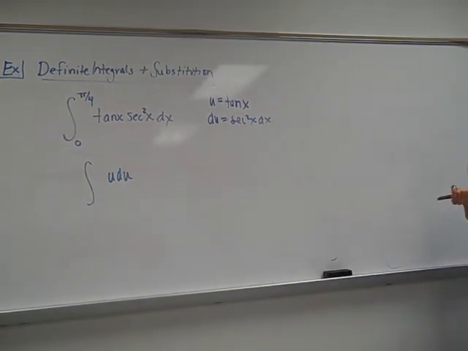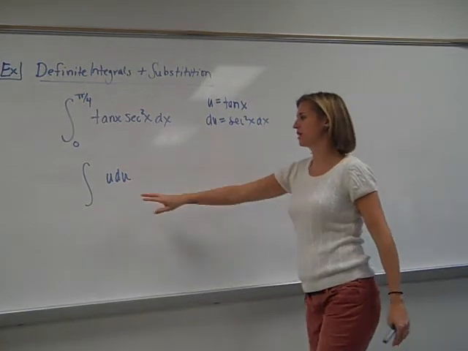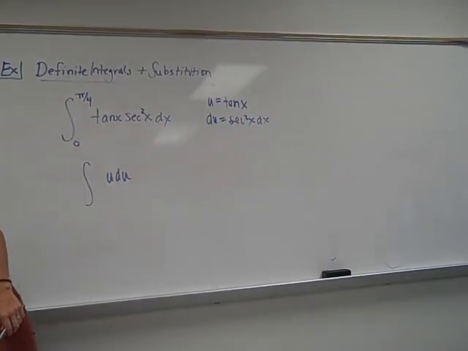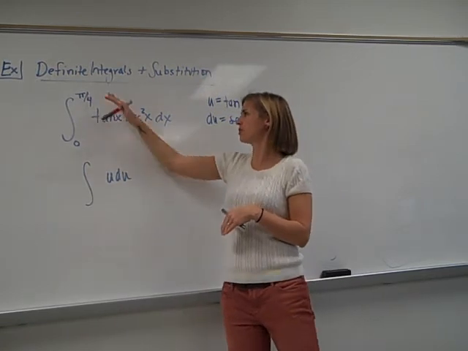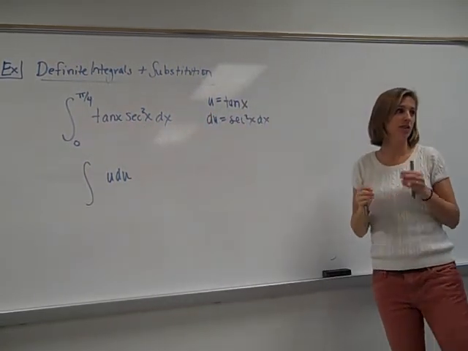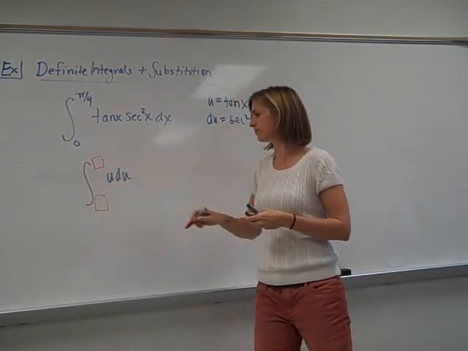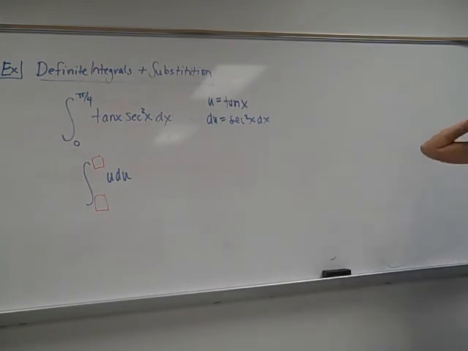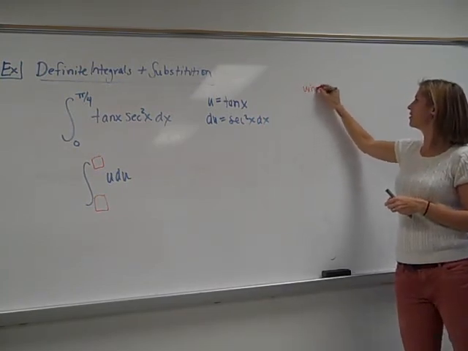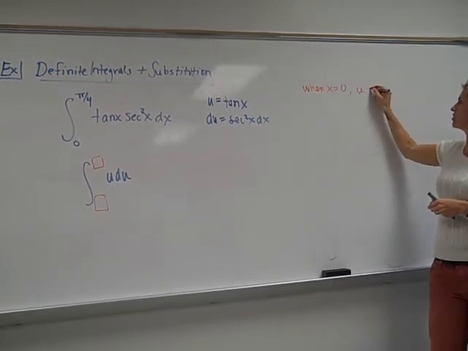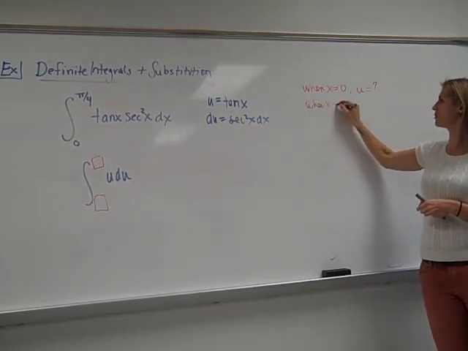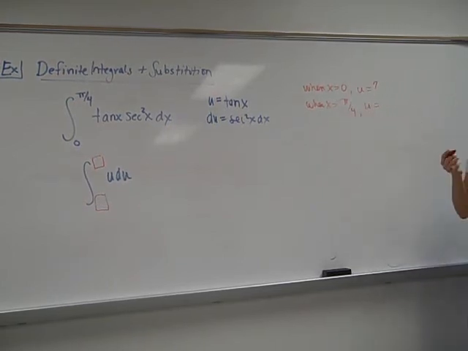But here's the trick. Once you switch into a new variable, so once I move away from x's and insert u's, my limits of integration change. Because in the original problem, the limits of integration were in terms of x's. But once I change to u's, the limits should be in terms of u's. So I need to change these accordingly. So I'll say, when x equals 0, what does u equal? And when x equals pi over 4, what does u equal? Why did I pick 0 and pi over 4? Because that's what's already there.